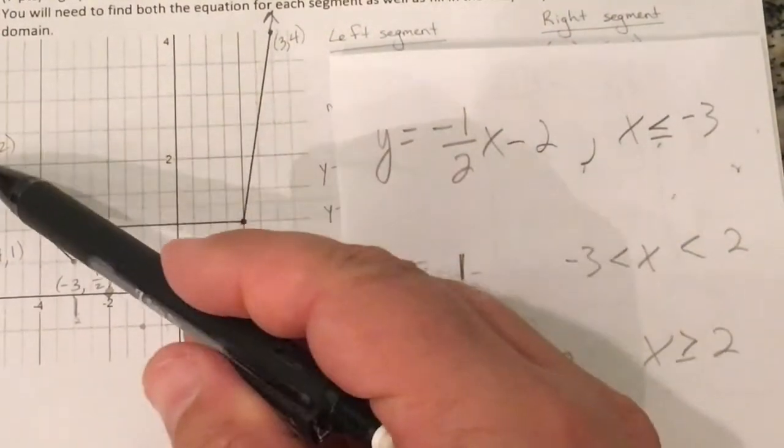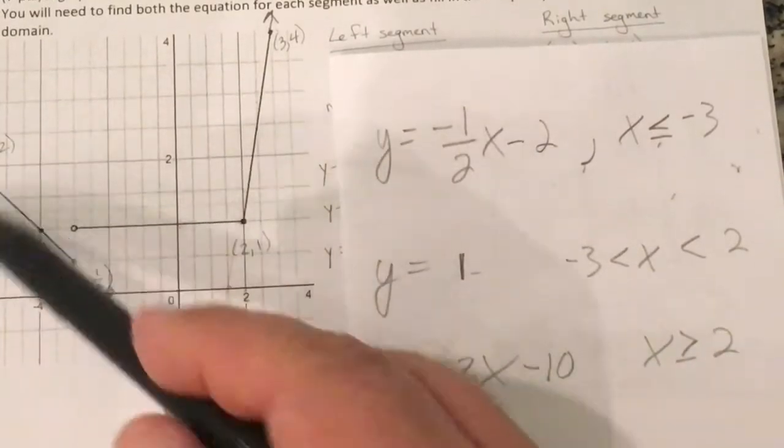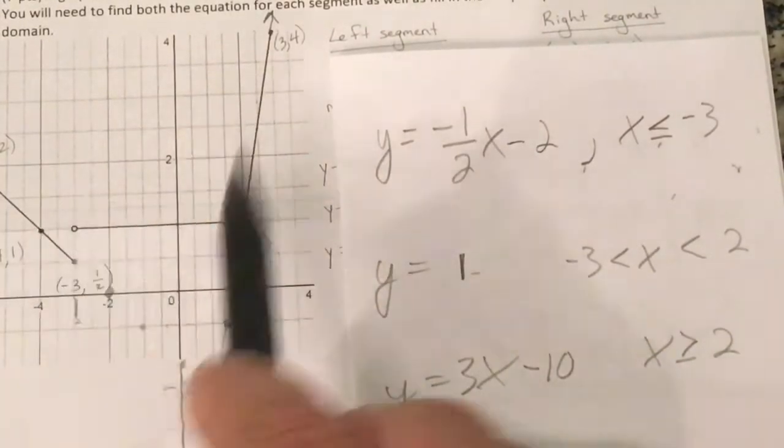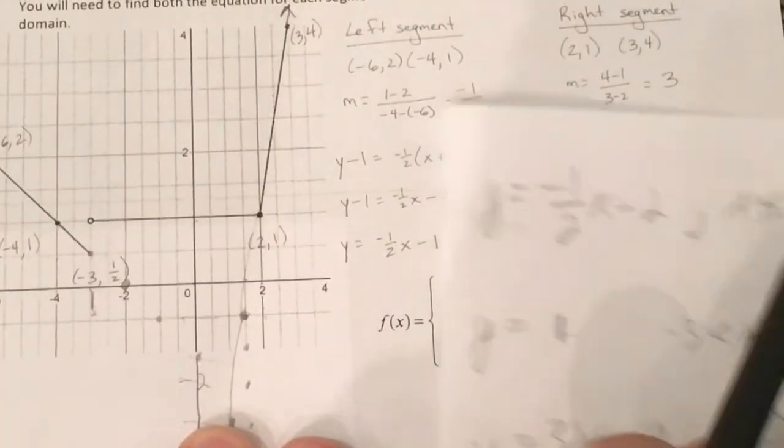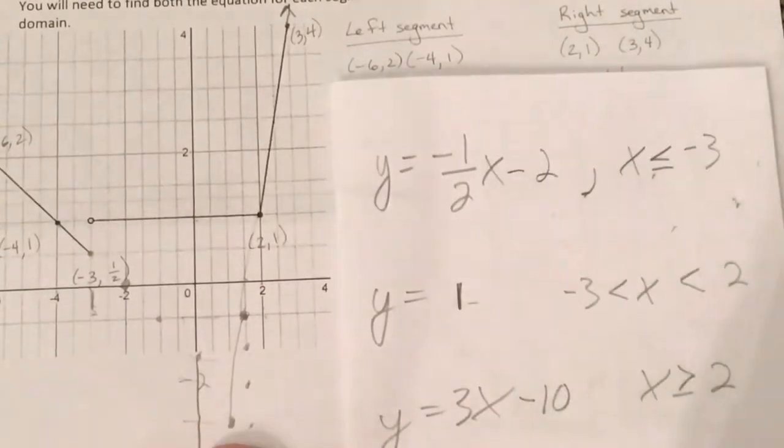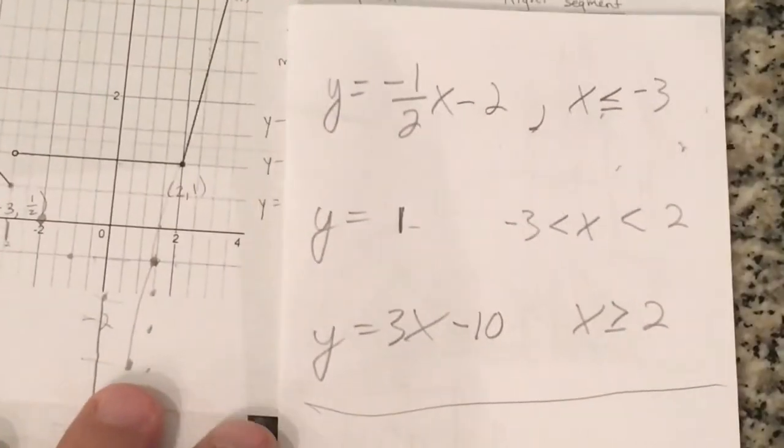Let's see here. I go down 1 over 2. It's still negative 1/2. It's still negative 1/2 for that. It's still positive 3x. So that's my piecewise defined function.